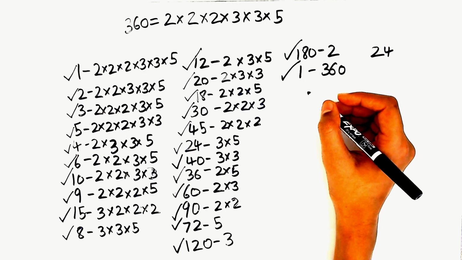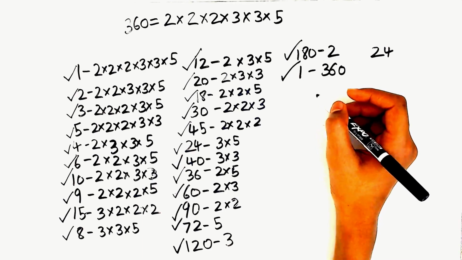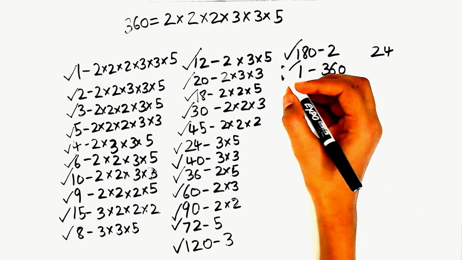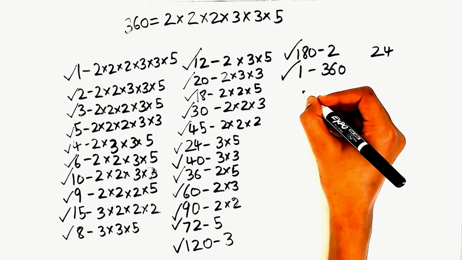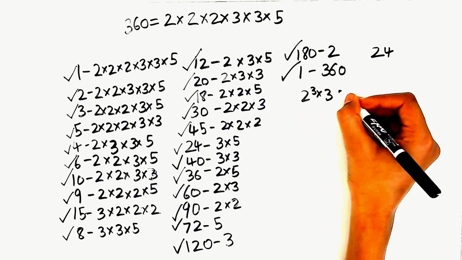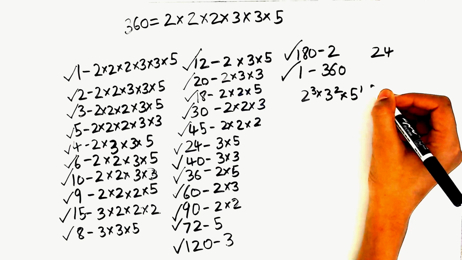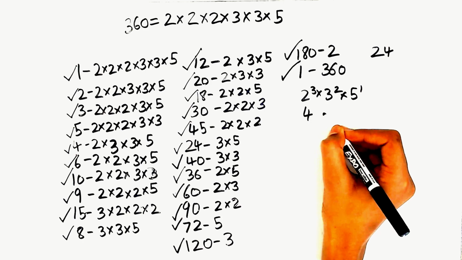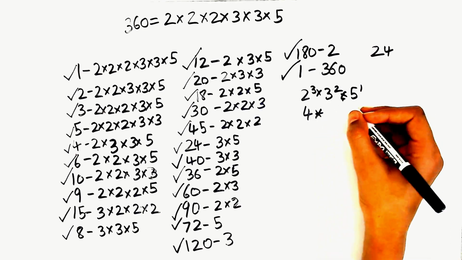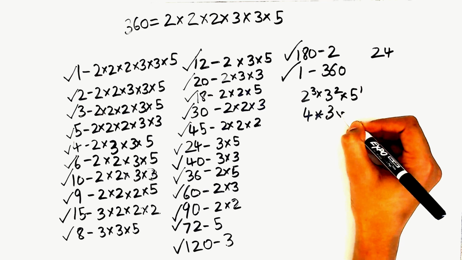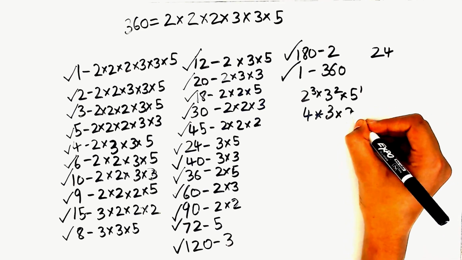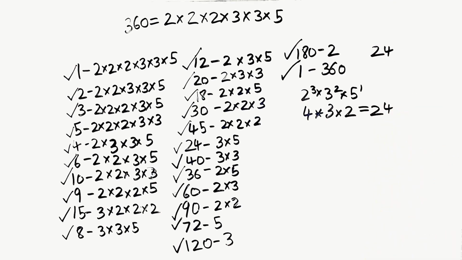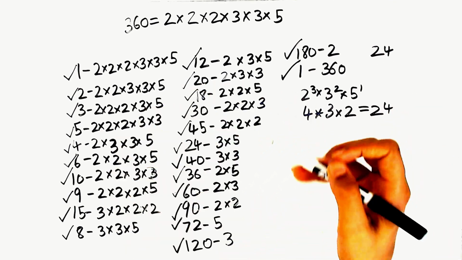So here, how do we check if we have the right number of factors? Let's write the prime factorization. It would be 2 to the power 3 times 3 to the power 2 times 5 to the power 1. Okay, so to each power we add 1. So 3 plus 1 would be 4, times 2 plus 1, times 1 plus 1, which is 2. So if we multiply all this, it would equal 24. So we're right about how many factors we have. So that means these are the answers.